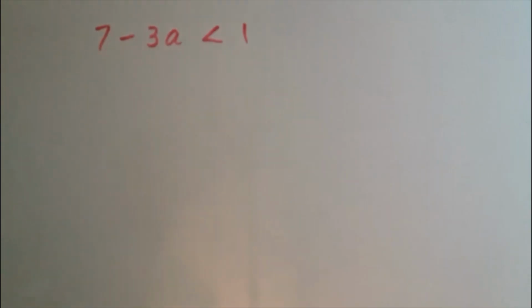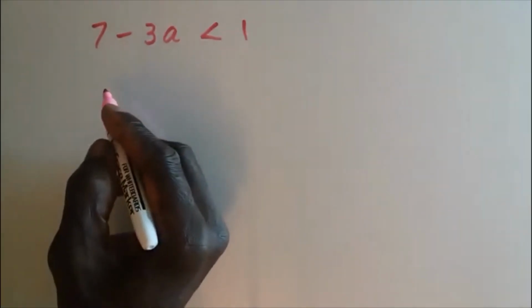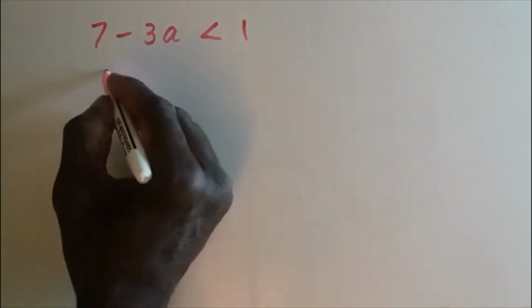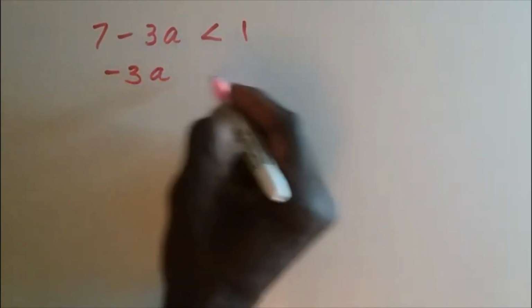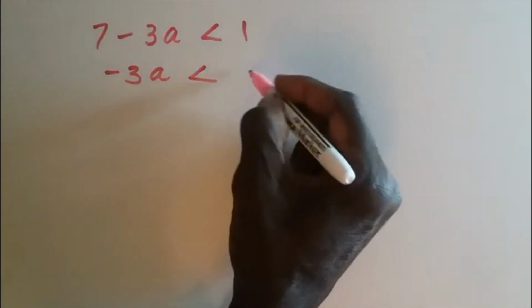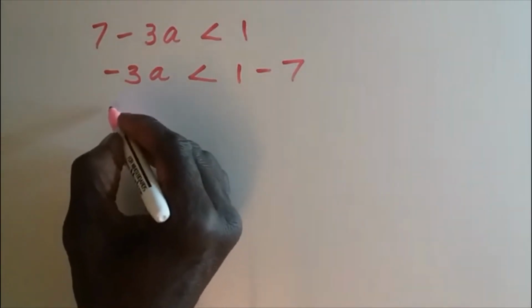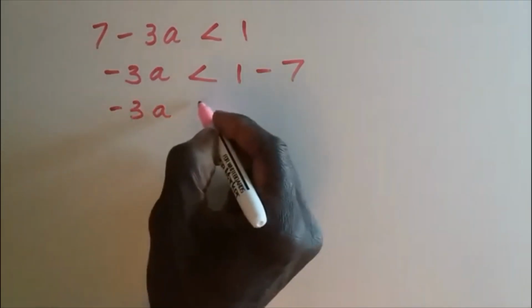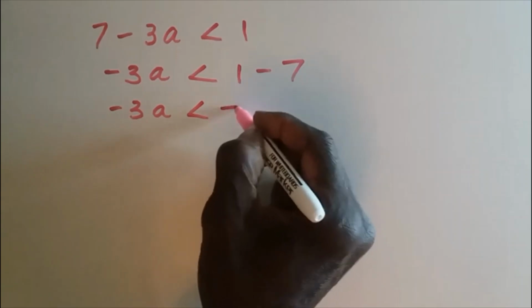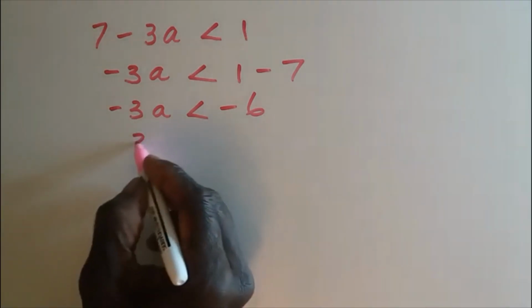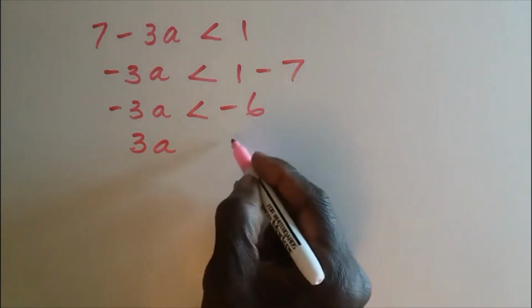Right, next we have 7 minus 3a is less than 1. If we add negative 7 to both sides, then we have this. And the result is minus 3a is less than negative 6. Now if we multiply both sides by negative 1, we'll have 3a on this side and 6 on this side.